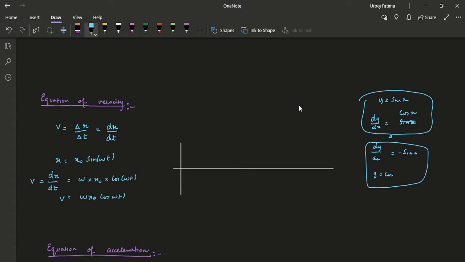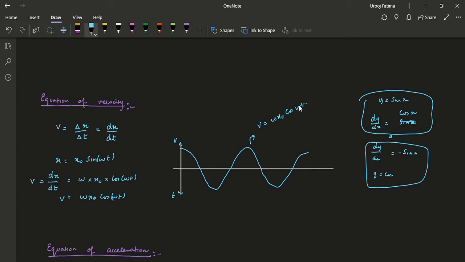cos omega t. Now because this is a cos function, if I try to make a graph of this, it might appear to be something like this to you as a function of cos. So we can write the equation v, which is omega x naught cos omega t.